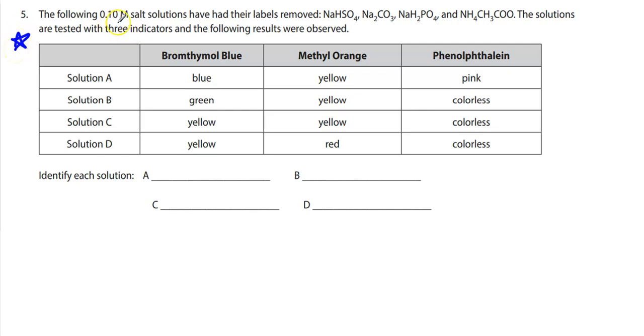So it says, the following 0.10 mole per liter salt solutions have their labels removed. So you're dealing with the salts now. So we have sodium bisulfate, sodium carbonate, sodium dihydrogen phosphate, and here we have ammonium, and this is, what is this guy? Methanoate. Okay, so it says the solutions are tested with 3 indicators and shown the following results. So we have 3 different indicators and we have the color.